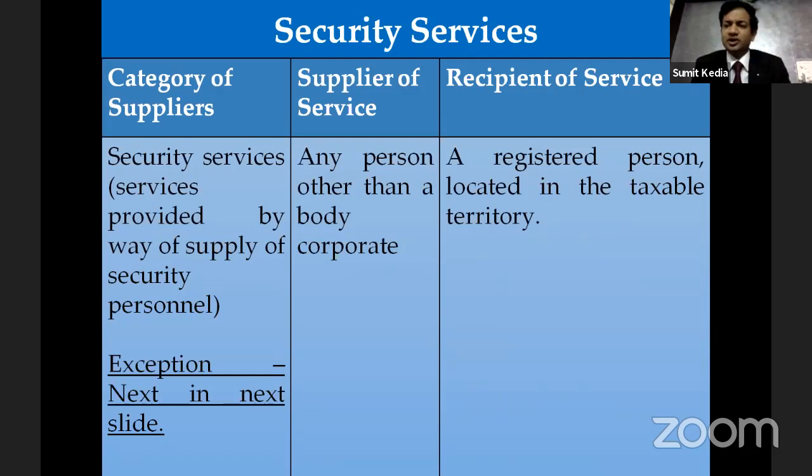Since this has been added only a year back, sometimes there may be miscompliance. Many might miss out paying RCM under security charges, renting a vehicle, etc., because these are newly added. So please be careful. In case of security also, they have given the criteria of body corporate, not a body corporate. It says the supplier of service should be any person other than a body corporate, and the recipient of service should be a registered person. So let us see some examples to see how it will be applicable on a practical basis.